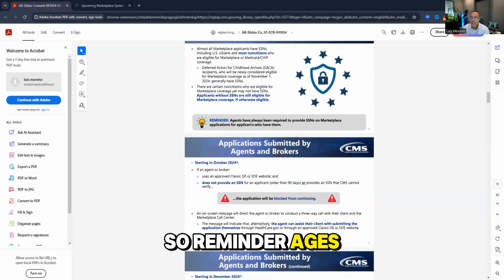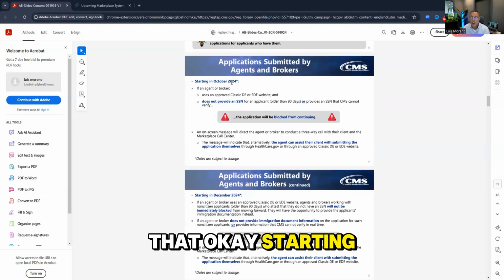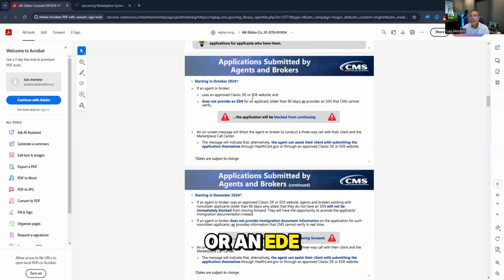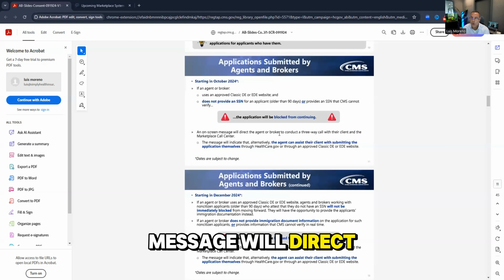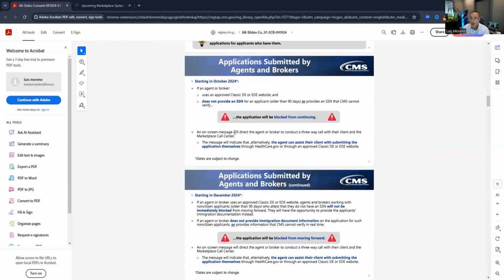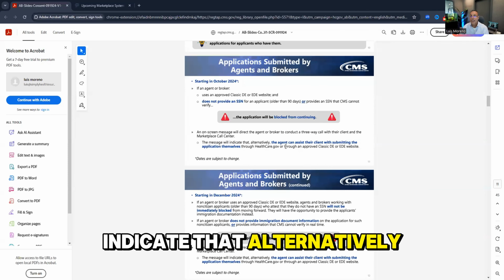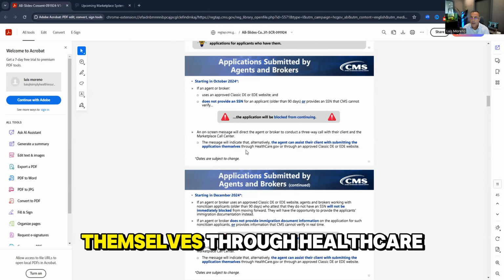Okay, so reminder, agents have always been required to provide socials on marketplace. We know that always. Okay, starting in October, if an agent or broker uses the classic direct enrollment, which is healthcare.gov, or an EDE website like Health Sherpa, and does not verify the social, or provides a social that CMS cannot verify, the 1, 2, 3, 4, 5, 6, 7, 8, 9 social, the application will be blocked from continuing. So they won't even be able to submit it. A on-screen message will direct the agent to conduct a 3-way call with their client. Beautiful. This message will indicate that alternatively, the agent can assist the client with submitting the application themselves through healthcare.gov.